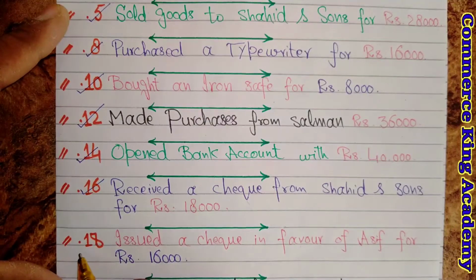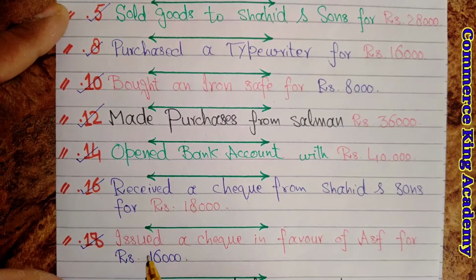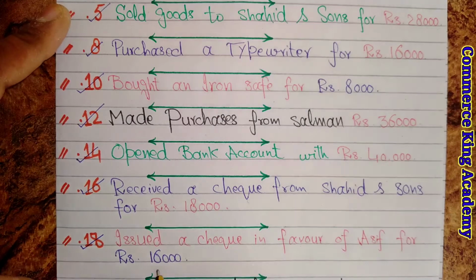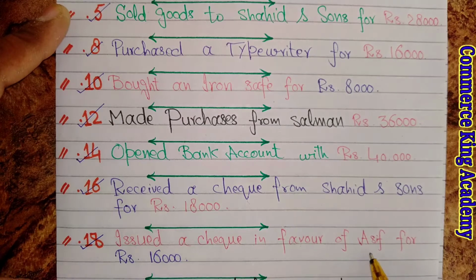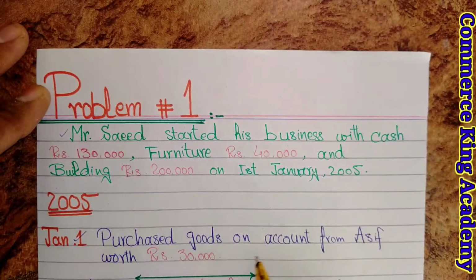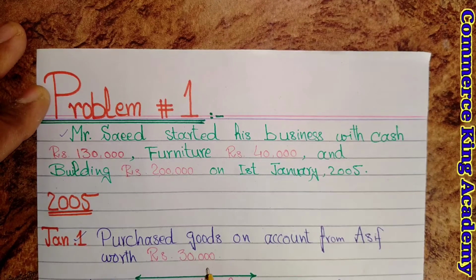Next transaction held on Jan 18, which is issued a check in favor of Asif for rupees 16,000. For understanding this transaction statement, we must understand the earlier account of Mr. Asif, which was on Jan 1st. We have purchased goods on account or on credit from Asif worth 30,000 rupees.